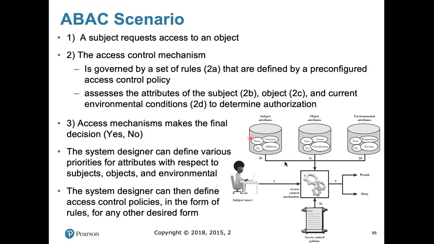We can, for example, say, okay, attributes from the object have higher priority than attributes coming from the subject side, or attributes coming from the environment. If the computer system is working in kernel mode, no access should be granted to any user out of the kernel mode. So here we are giving the highest priority to the environmental factors or attributes. And who defines these priorities? Which set has a higher priority or least priority? The system designer can do that.